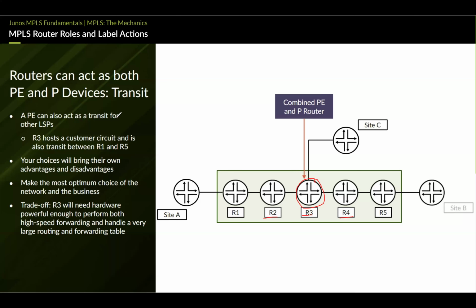P can also act as a transit for other LSPs. For site A and site B, router 3 is transit. Router 3 hosts a customer circuit and is also transit between router 1 and router 5. Your choice will bring its own advantages and disadvantages. Make the most optimum choice for the network and the business. And when you're considering site C, this is the provider's edge router. So one router in the MPLS domain can act as both provider's edge and provider router.